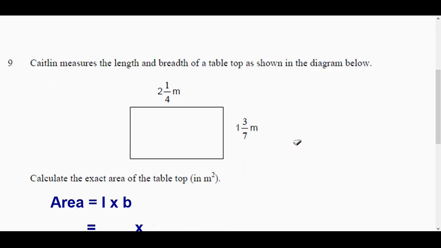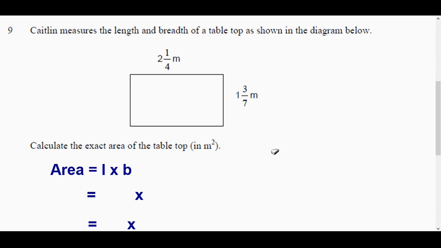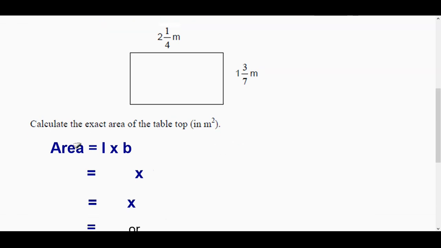Okay, question 9. Caitlin measures the length and breadth of a tabletop. Calculate the exact area of the tabletop, in meters squared. So the area of a tabletop is length times breadth. So we're basically multiplying the fractions here.